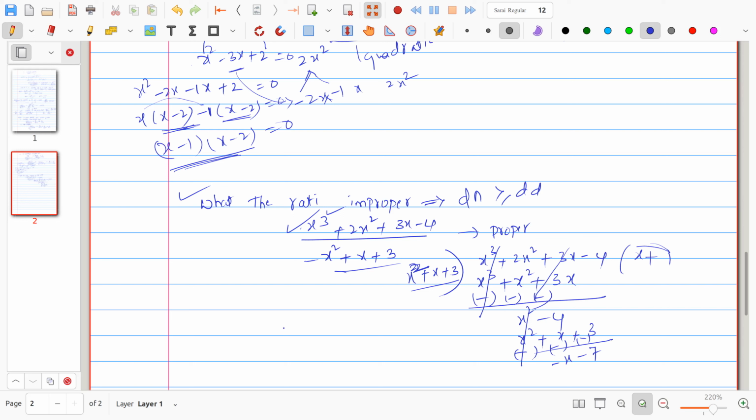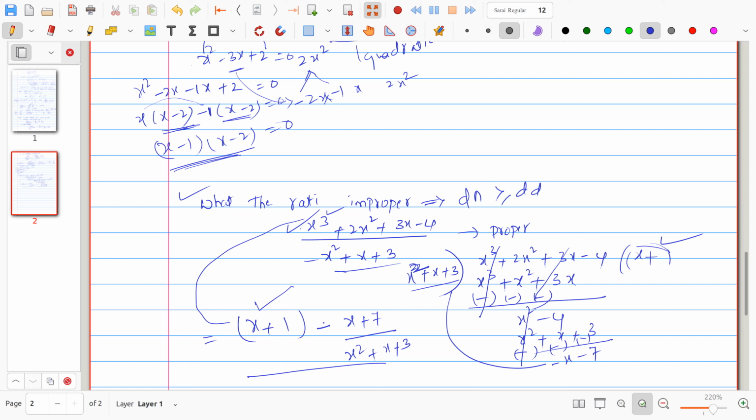Then we have to write this equation in a simple form. How? X plus 1, we have to write this term first. Next we write the fraction of this divided by this. I will take minus common, so it will come as x plus 7 divided by x square plus x plus 3. This equation we can write in this form. The first term is in polynomial form, and we keep it as it is, and we are solving this.